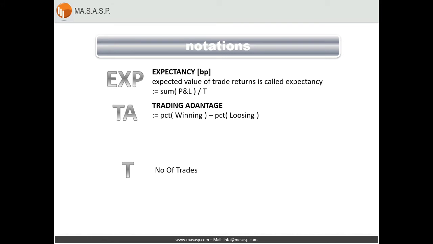With TA, we mean the so-called trading advantage. It tells us how many times the trades are winning compared to the times they are losing. It is the difference between the winning trade percentage and the losing trade percentage. The goal is to have a positive trading advantage.